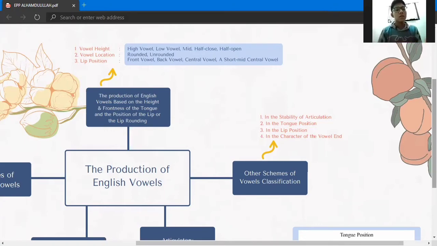Okay, number one is stability of articulation. All English vowels are divided into three groups: pure vowels or monophthongs, diphthongs, and diphthongoids. Monophthongs are vowels, the articulation of which is almost unchanging. The quality of such vowels is relatively pure.